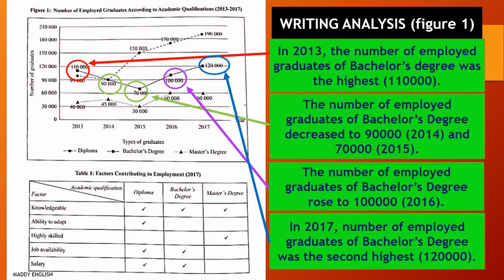Notice that when I do the analysis for this, I am actually looking at a trend where it moved down from 110,000 to 90,000 to 70,000, and then the trend moved upward until it reached the highest. So I have covered all the data for bachelor's degree for figure number 1.